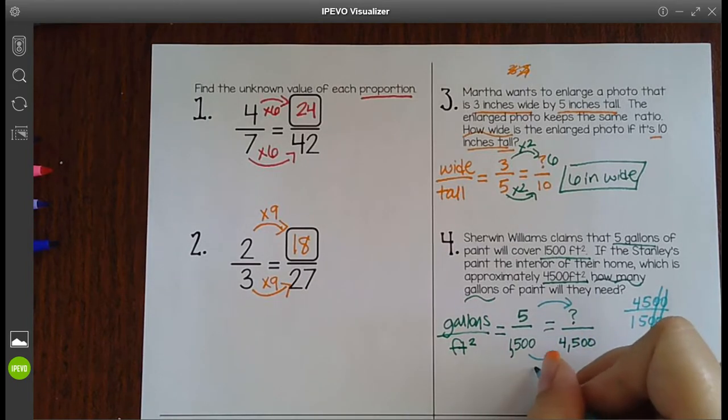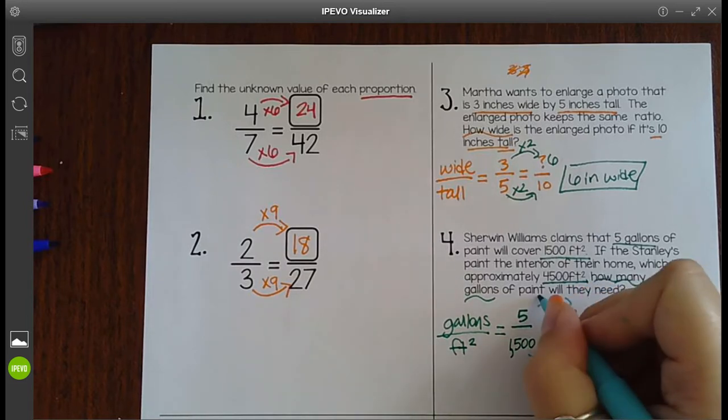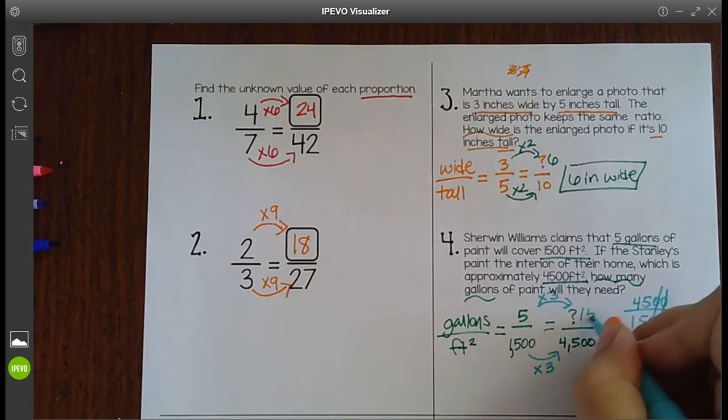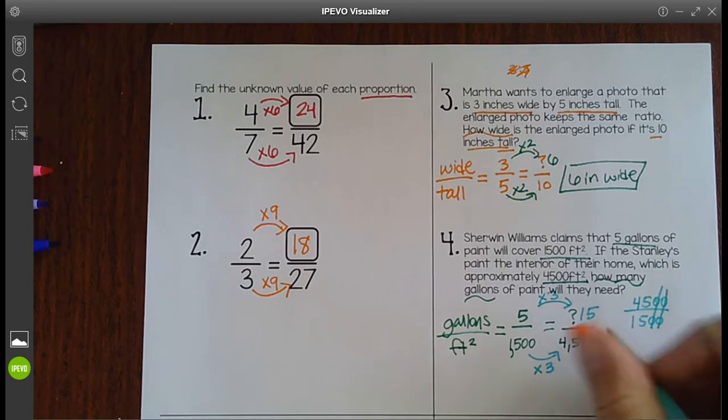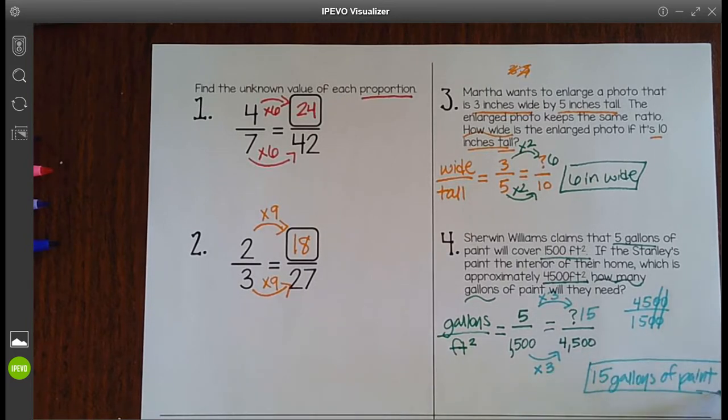Well, it's 3. So 1,500 times 3 is 4,500. So 5 times 3 is 15. And 15 was talking about the amount of gallons of paint needed. So 15 gallons of paint is what is going to be required in order to cover the 4,500 square foot house. All right. Let's explore a little bit more.